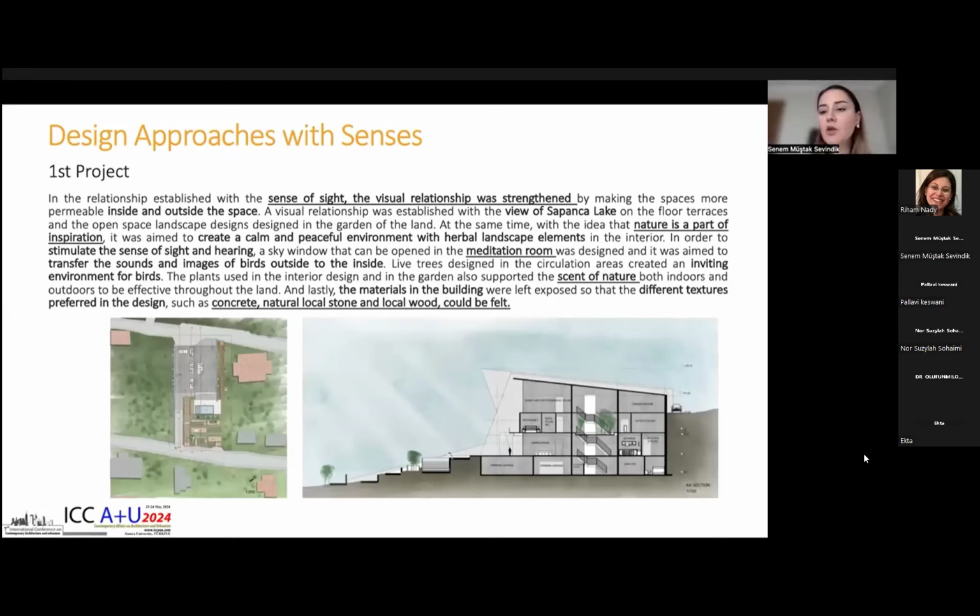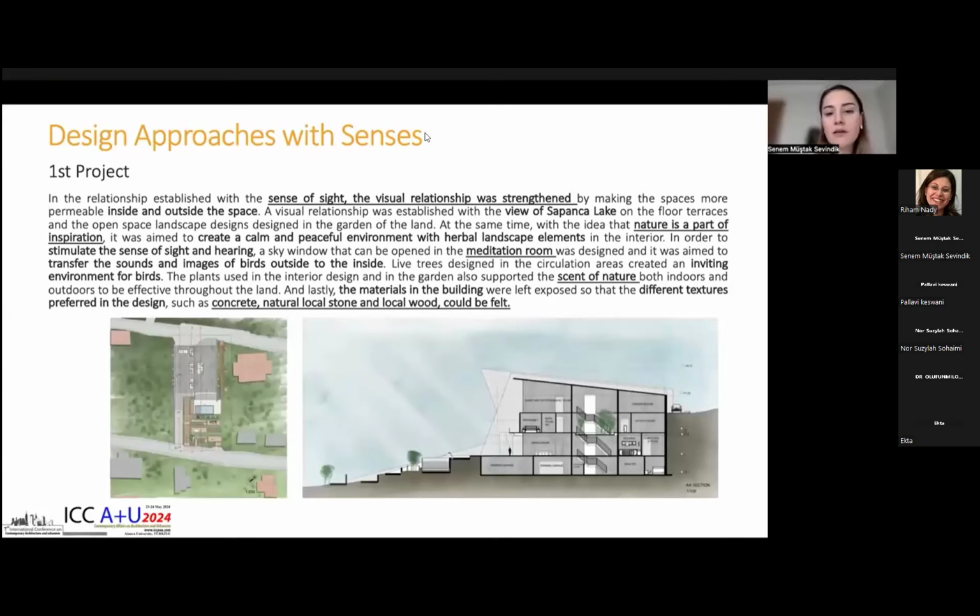At the same time, with the idea that nature is a part of inspiration, it was aimed to create a calm and peaceful environment with the herbal landscape elements in the interior. In order to stimulate the sense of sight and hearing, a sky window that can be opened in the meditation room was designed, and it was aimed to transfer the sounds and images of birds outside to the inside. Leaf trees designed in circulation areas created an inviting environment for birds.